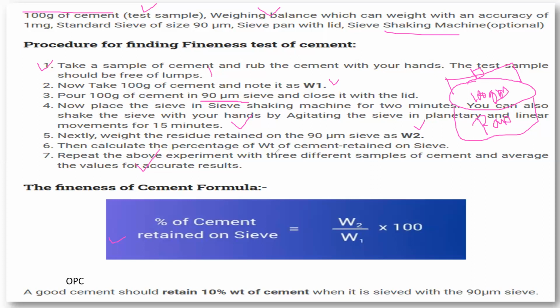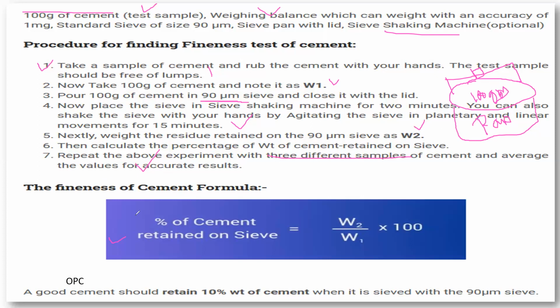Then calculate the percentage of weight of cement retained on the sieve. Repeat the experiment with three different samples. This is not required. If you want, you can try three different samples, or even do it for the same sample once or twice, that is also okay. And take the average value for accurate results.